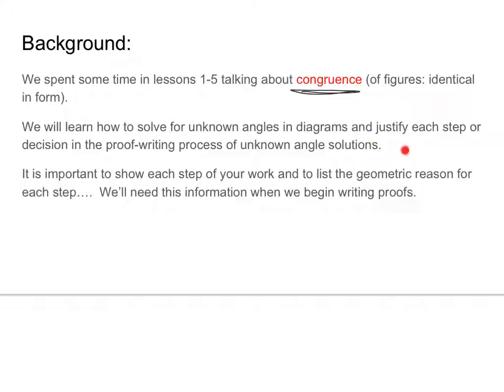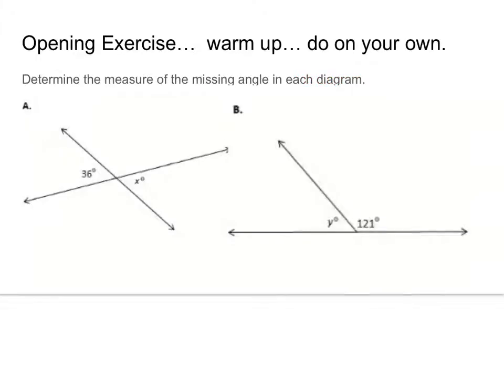So when I say justify, as geometry goes on, we're going to be writing proofs, which are step-by-step reasons for why we do things. That's why we've been really purposeful in our constructions, writing step by step so we can start to learn how to write words in a meaningful way. With this topic, it's important to show each step of your work and to list the geometric reason for each step. We'll need this information when we begin to write proofs.